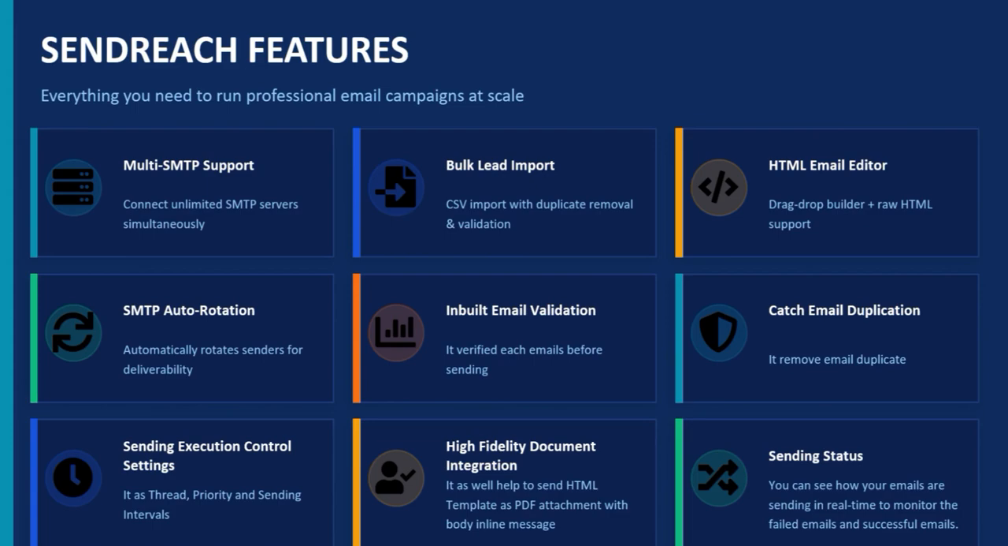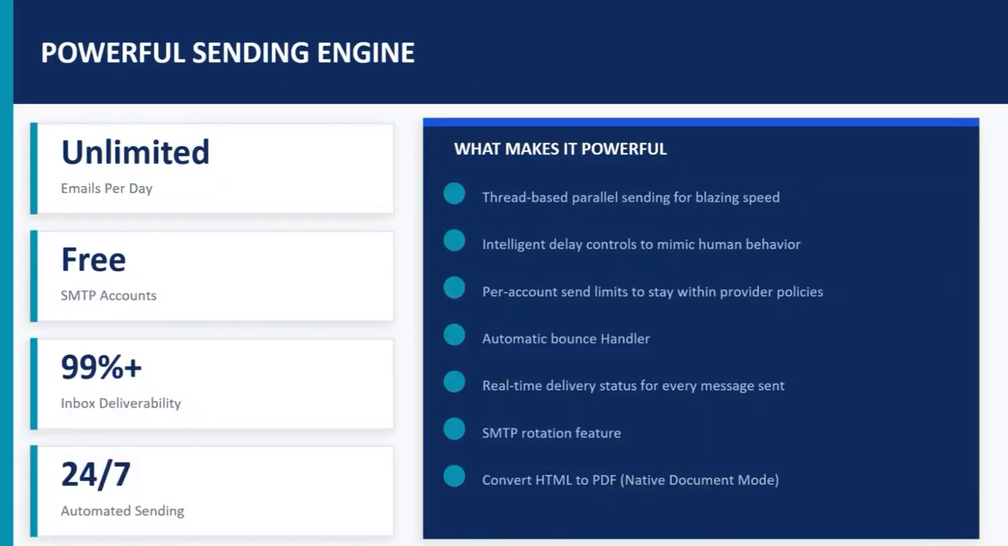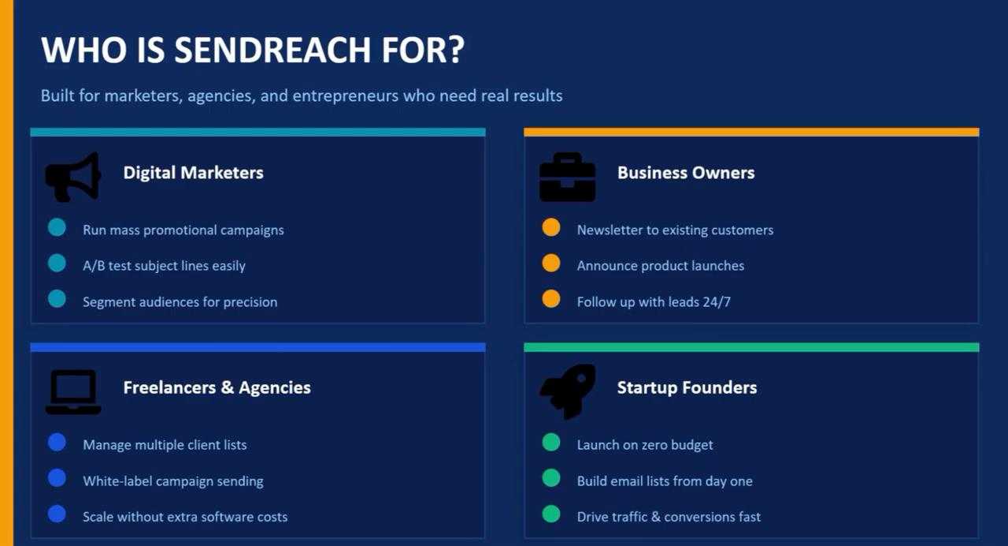High fidelity document integration. It helps to send an HTML template as a PDF attachment with an inline body message. You can convert your HTML template into a PDF document with SendReach Sender. Sending status. You can see how your emails are sending in real time to monitor the failed emails and the successful ones. Powerful sending engine: unlimited emails per day, free SMTP, 99% inbox delivery, and 24/7 automation.